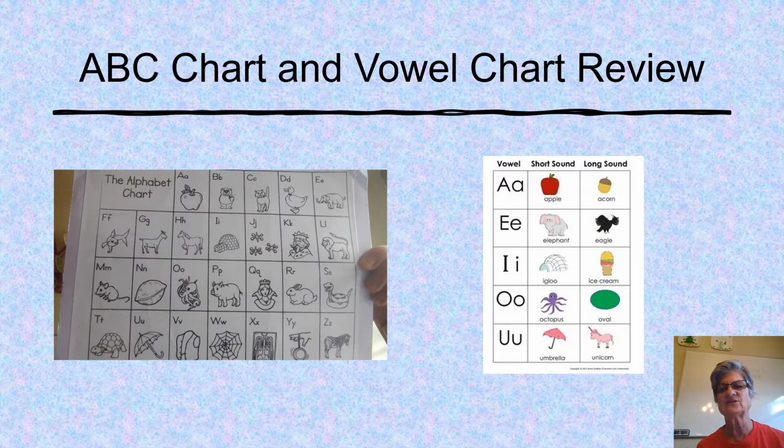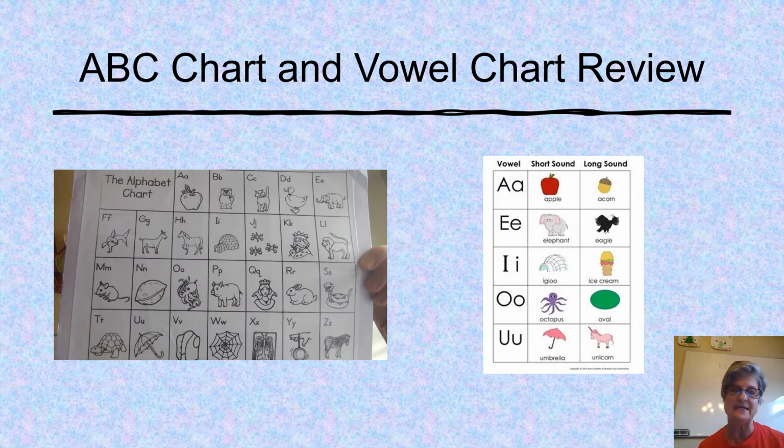Let's look next to the letter A. We see an apple. Let's say it. Apple. At the beginning of the word apple, you hear A. So that's a short vowel sound that the A makes. If you look at the next picture, you see an acorn. Say acorn. Acorn begins with an A sound. That's the long vowel sound of the letter A. So A has two sounds.